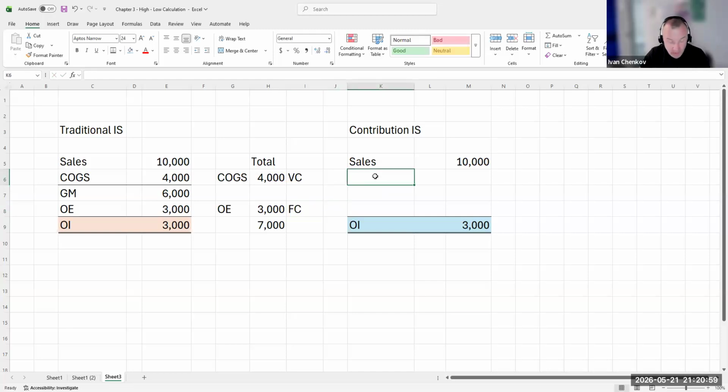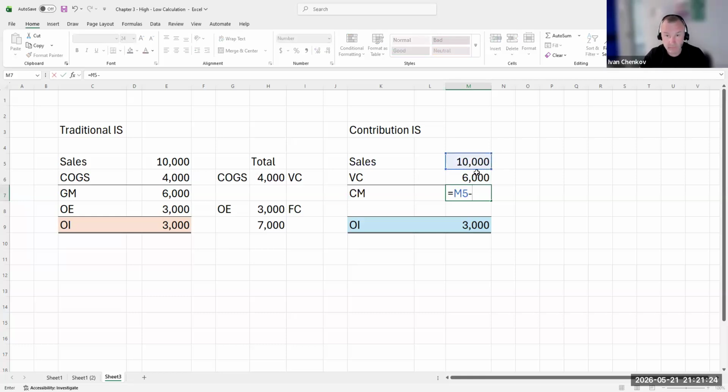Now, the variable cost might not be the same. It might be $6,000. Then from my sales, less the variable cost, gives me a contribution margin of $4,000. After that, I have the fixed cost, which is not changing, $1,000. And that's why my operating income is $3,000. Make sense?